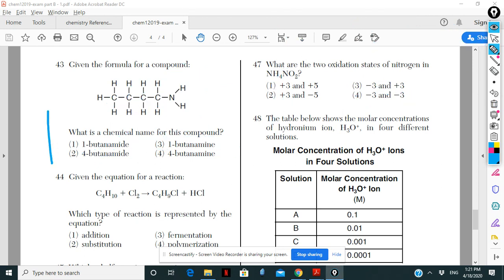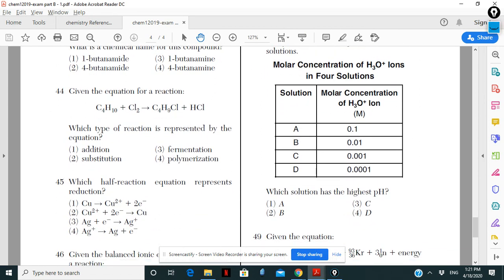Now we have a reaction here. What happened? I have C4H10, and that's going to be butane because it's an alkane, which follows CnH2n+2, plus chlorine, giving you chlorobutane plus hydrochloric acid. What type of reaction is it? If you look, the chlorine replaced the hydrogen.